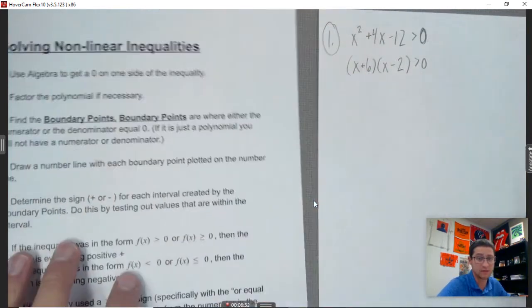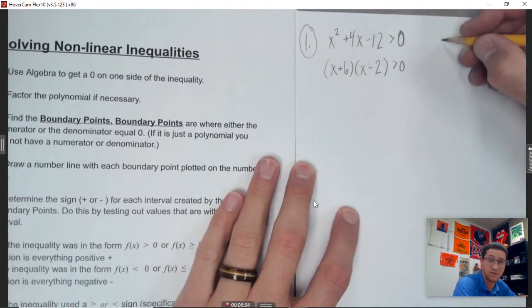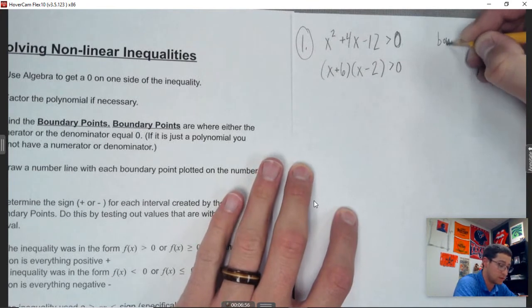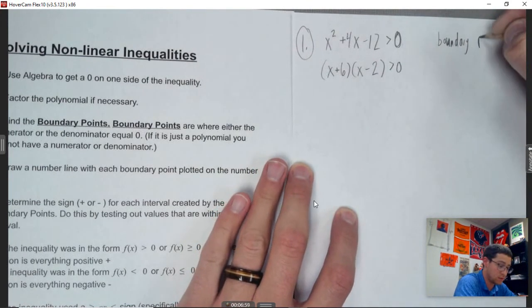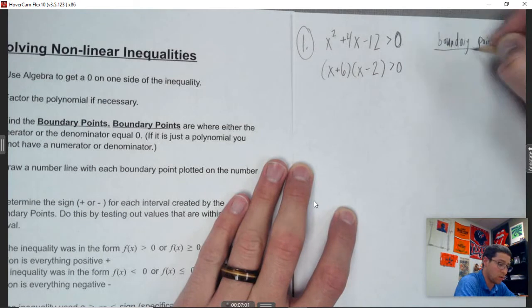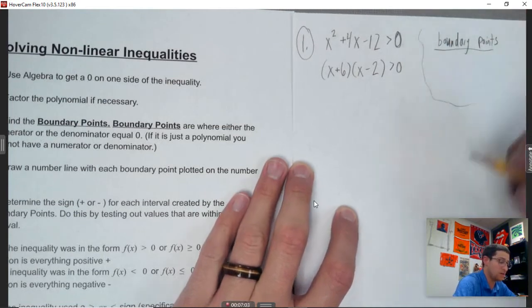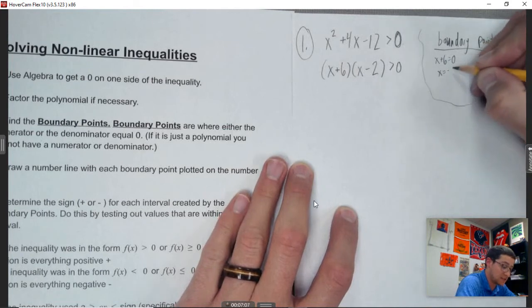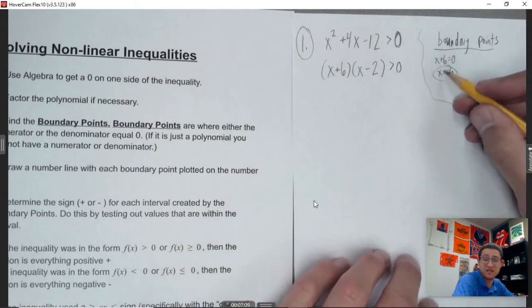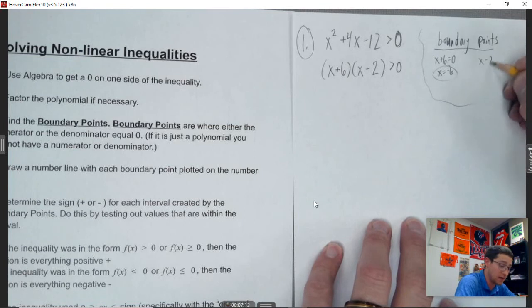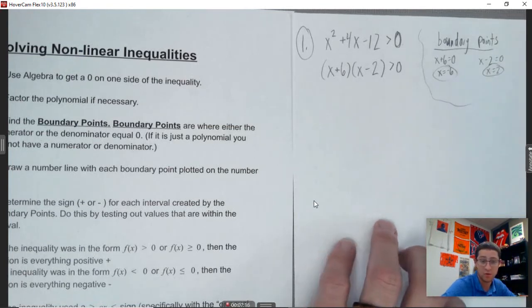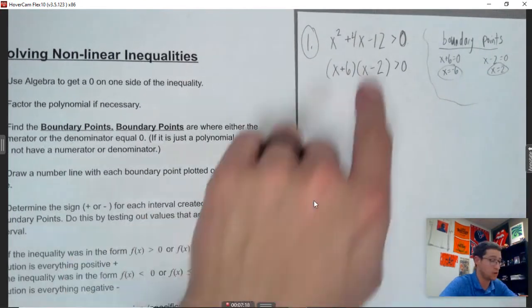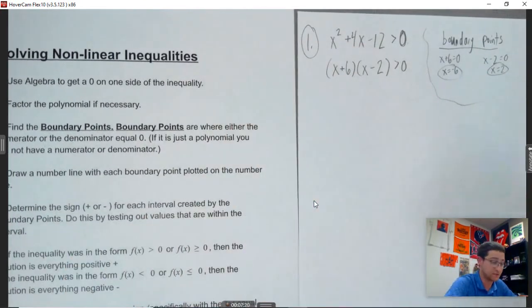So this is the points, right? If we wanted to find our boundary points, to have our work organized, we would set x plus 6 equal to 0, and then we're going to get x is equal to negative 6. So negative 6 is going to be a boundary point. x minus 2 equals 0, x equals 2, that's going to be another boundary point. So my two boundary points for this particular one are x equals negative 6 and positive 2.